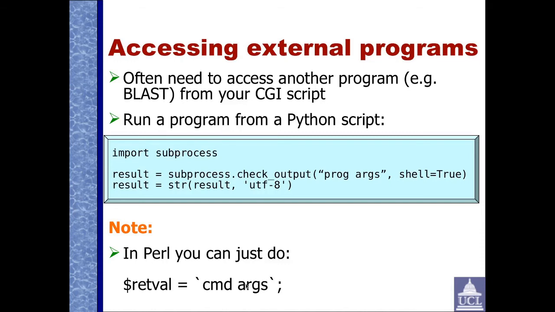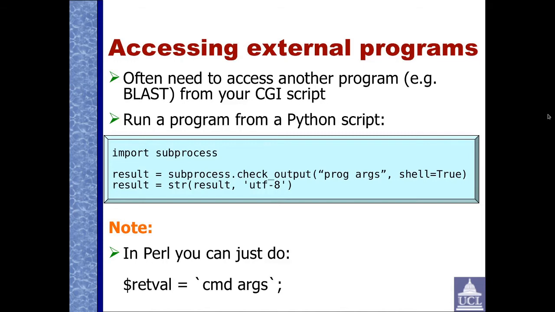Now, there are different ways of doing it. One is to import the subprocess module, and then we can say result equals subprocess.checkOutput, and then we give the program name and any arguments that it needs, and add shell equals true. The result comes back as an encoded string, and we need to decode that using result equals str, the current version of result, and specify UTF-8. So this is what you do generally when you need the actual output from the program.